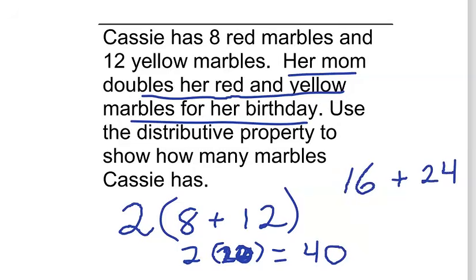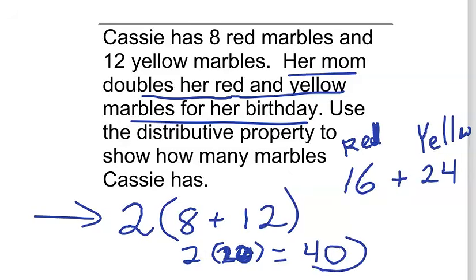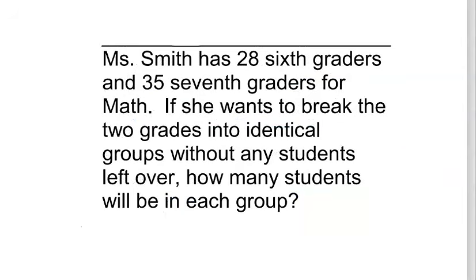So now she actually has 16 red marbles, and she has 24 yellow. So those are all the different ways that we can utilize this. We can turn it into basically an expression, and then we can kind of solve it and either find the total marbles or find out how many red and yellow marbles separate that Cassie has. All right, that's all for that one.